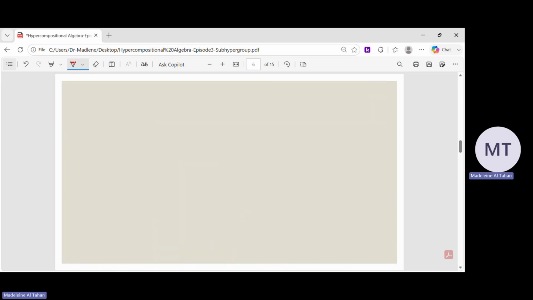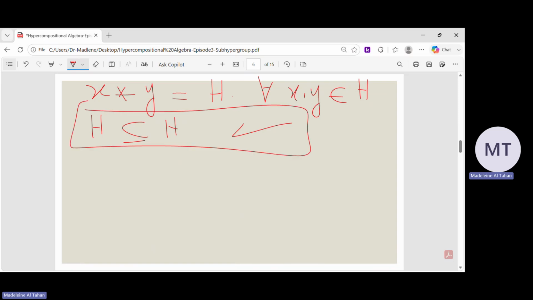Now let's move to the total hypergroup. Remember, in the total hypergroup, we have X star Y is equal to H for every X, Y in H. Our aim is to find all subhypergroups. So also we will deal here with subsets. H is a subset of H, and it's a subhypergroup. So we know that every hypergroup will have at least one subhypergroup, which is the hypergroup itself.